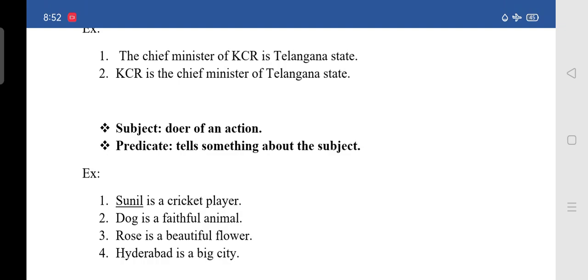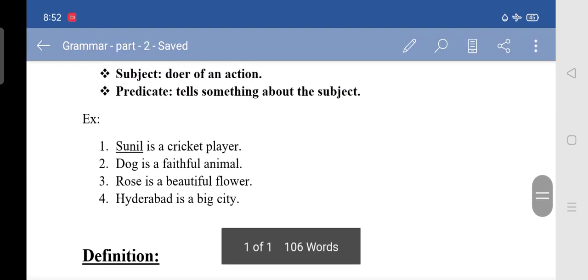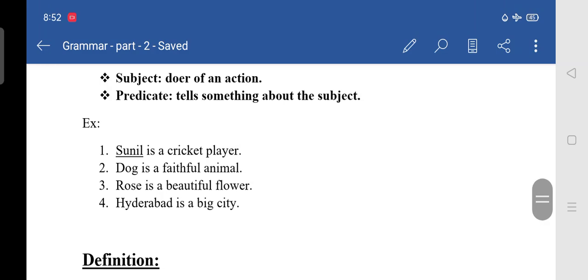Here Hyderabad is the subject, and is a big city is the predicate, because it is explaining about Hyderabad, how Hyderabad is. It is a big city. So Hyderabad is the subject, whereas is a big city is the predicate. You can frame so many sentences with the help of subject and predicate. You can easily write so many sentences.